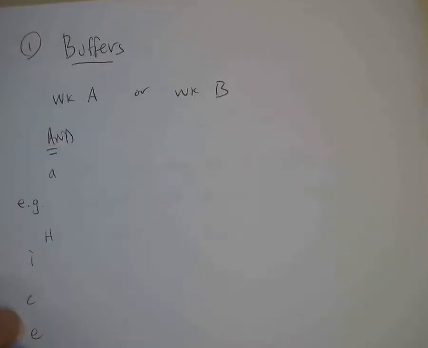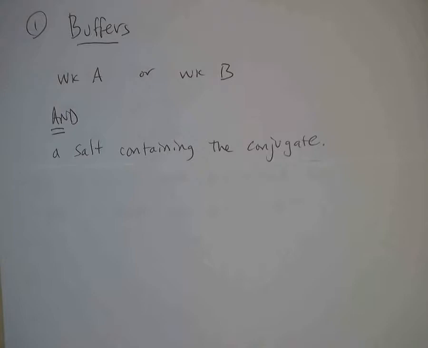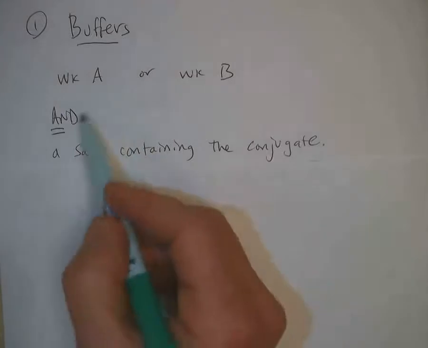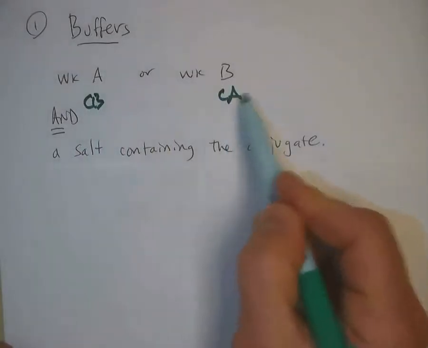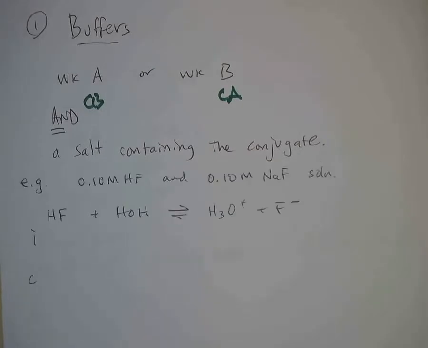Also in Part 1 are things called buffers. Buffers are a weak acid or a weak base and a salt containing their conjugate. A weak acid or base and the conjugate base or the conjugate acid of that weak base or acid. Notice it has to be a weak acid or base. That's because both things have to be available, the acid and the base, in the solution.